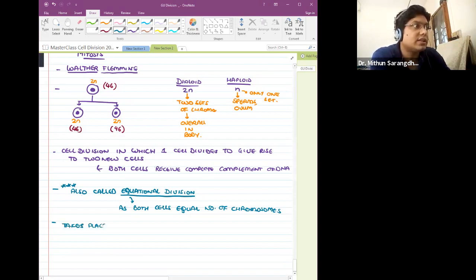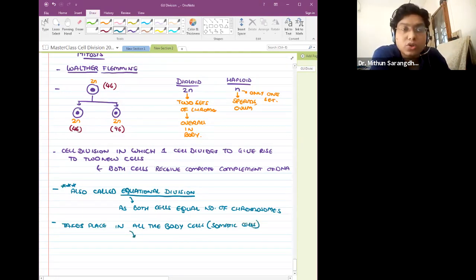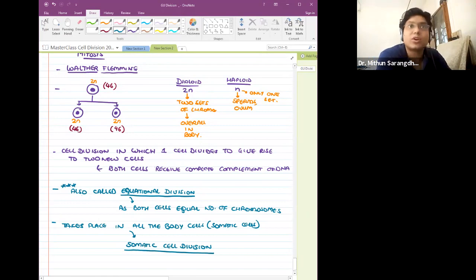Yes, this takes place in all the body cells. And guys, body cells are also known as somatic cells. Now, because it is taking place in your somatic cells, what do we say? This is nothing but somatic cell division or somatic division. So this is another term that is used for your mitosis.